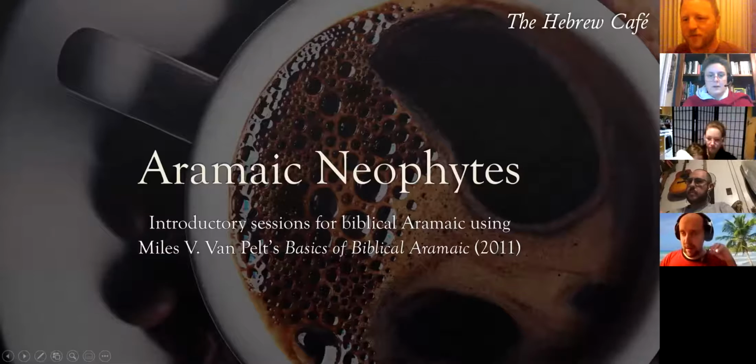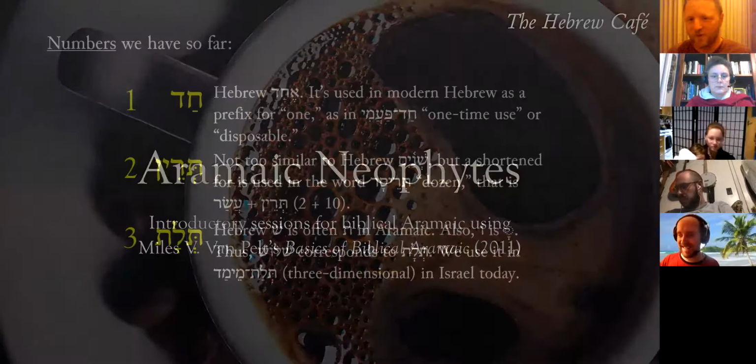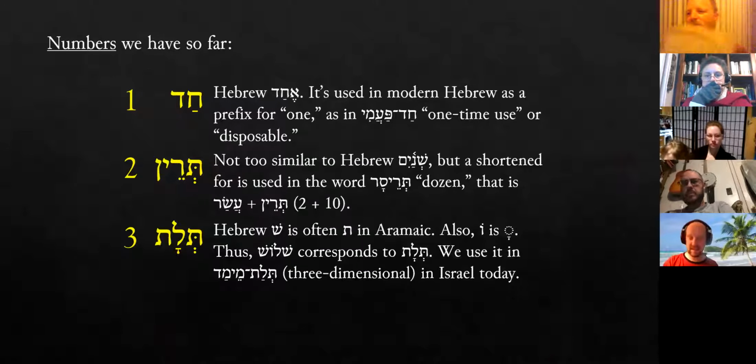Okay, so this is our PowerPoint for our Aramaic Neophytes group. That's what I'm calling this because we're all new to Aramaic. You'll notice that the head of each chapter has a number. And right now we're in chapter 2, and it calls it tren. Tren is the number 2 in Aramaic. You see it at the top right there by the number 8.